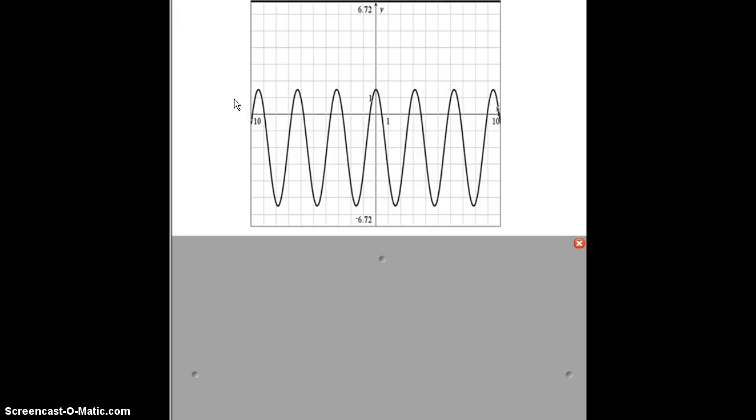Let's identify the key features of this function and then identify the type of function. First of all, the domain of this function. The domain of this function is x belongs to the real numbers.